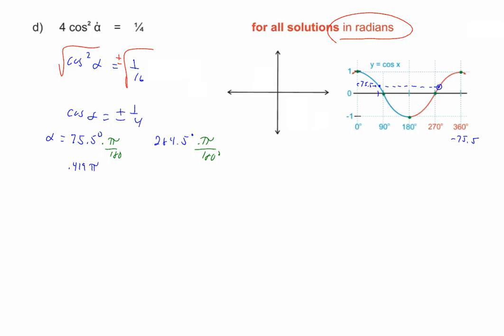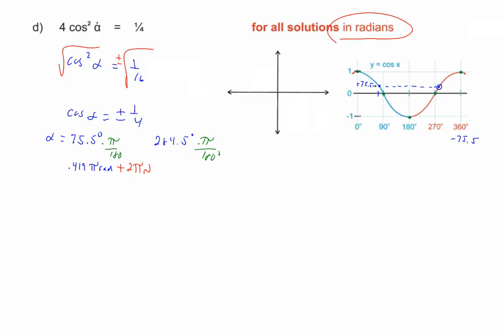0.419 pi radians, right? And how do you say all values? What are you going to add to this one? Right, 2 pi n. Don't forget the n. All right, so that's all values for that one. 4.419 pi radians plus 2 pi n.